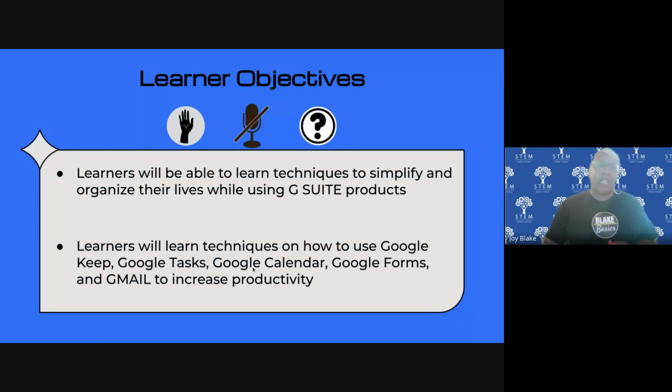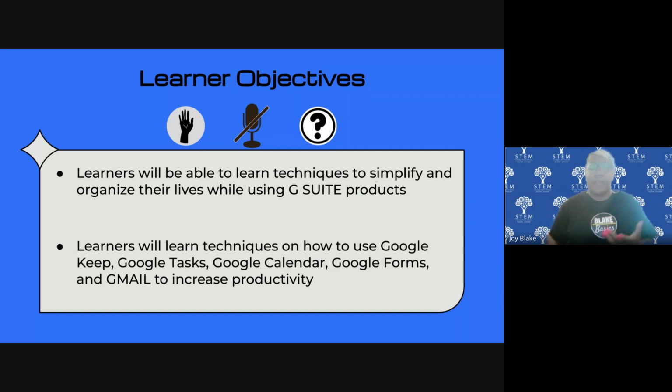What we're going to learn today. Learners will be able to learn techniques to simplify and organize their lives while using G Suite products. Now, trust me, I just put the word organized there because it sounds like the right word. Trust me, I'm not organized. Believe it or not, I think I only have 72 emails today, but on average, I have thousands of emails. But I do have some shortcuts, which I'm going to show you today. And then the second part is learners will learn techniques on how to use Google Keep, Google Tasks, Google Calendar, Google Forms, a little bit of Google Docs in there, and Gmail to increase productivity.